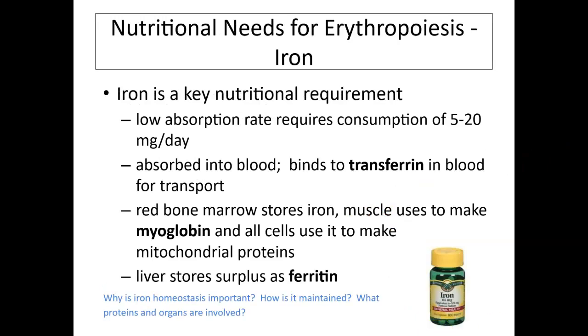As already mentioned, iron is essential for hemoglobin production. Once iron gets absorbed from the digestive tract into the blood, it binds to transferrin to be transported. Iron is stored in bone marrow as ferritin and as ferritin in the liver. In addition, mitochondria require iron for proper metabolism.